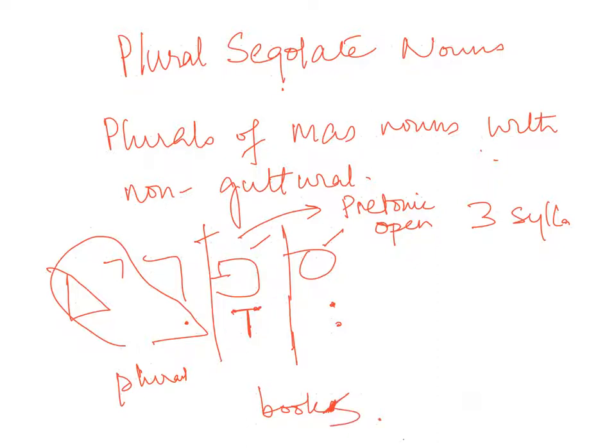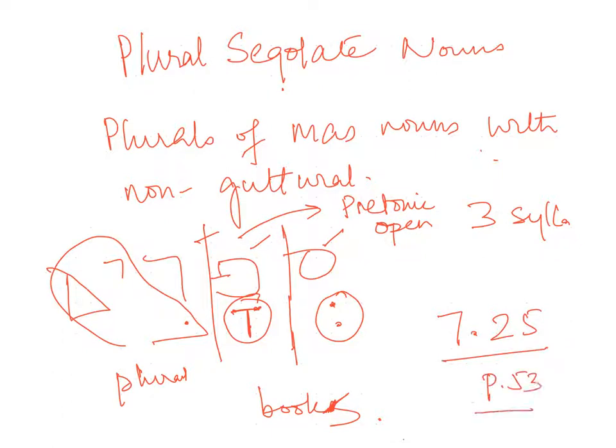Take a minute to see this, and you will notice generally the pattern is the same. There's an open pretonic which will be lengthened to a kamets, and then there's a propretonic which gets reduced to a sheva. Other words are there in 7.25 of Kelley, page 53. Please go through them. They will always be like that.